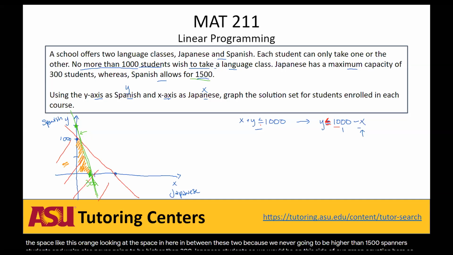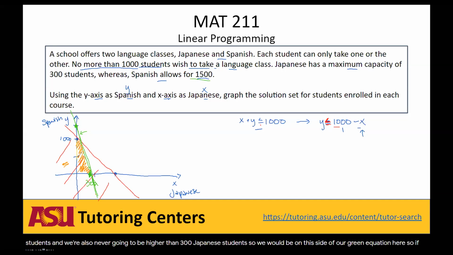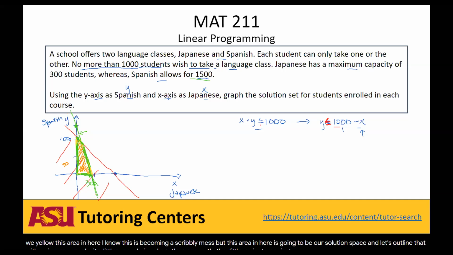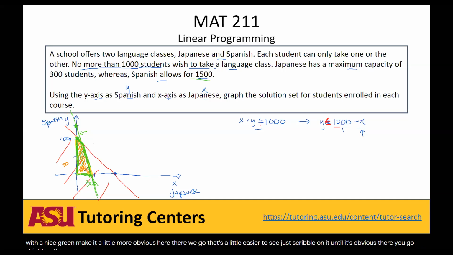So if we make it yellow, this area in here, I know this is becoming a scribbly mess, but this area in here is going to be our solution space. And let's outline that with a nice green, make it a little more obvious here. There we go. That's a little easier to see. Just scribble on it until it's obvious. There you go. All right, so this area in here is our solution space.